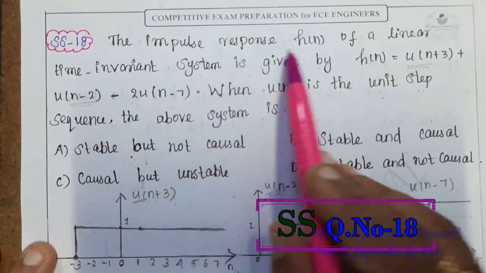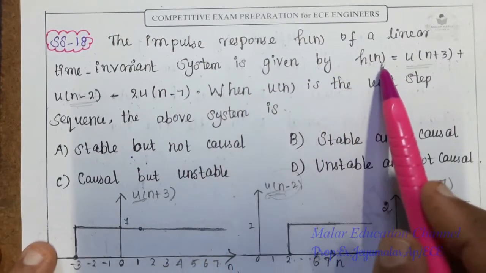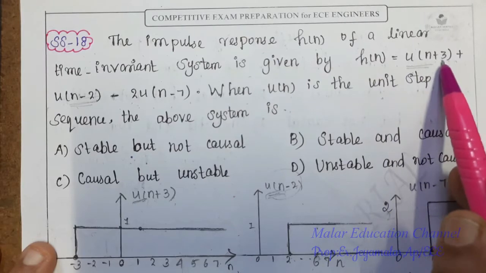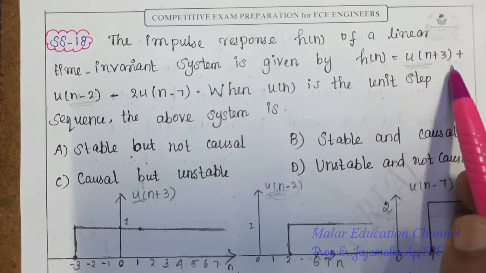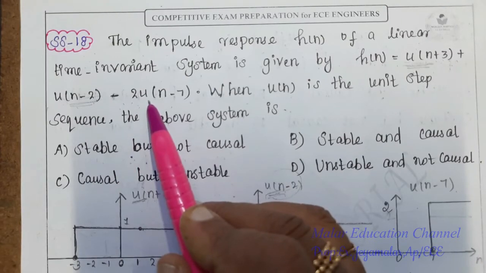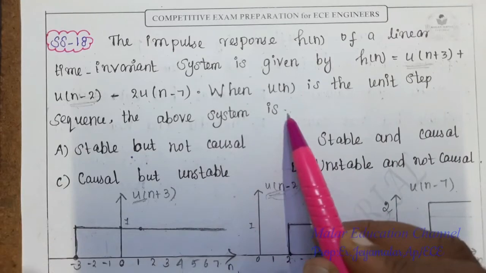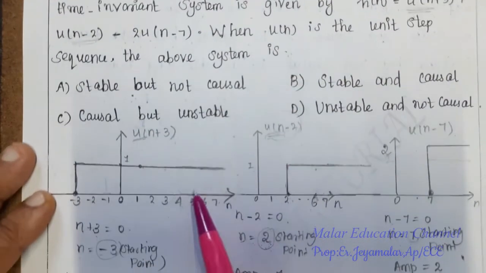The impulse response h of n of a linear time invariant system is given by h of n equal to u of n plus 3, where u means unit function, plus u of n minus 2 minus 2 into u of n minus 7. When u of n is the unit step sequence, the above system is... let me draw the diagram for the given function.